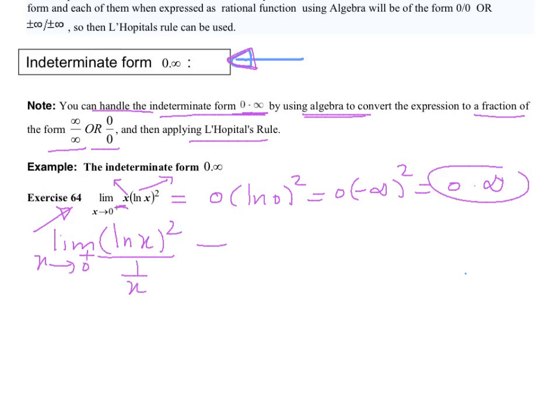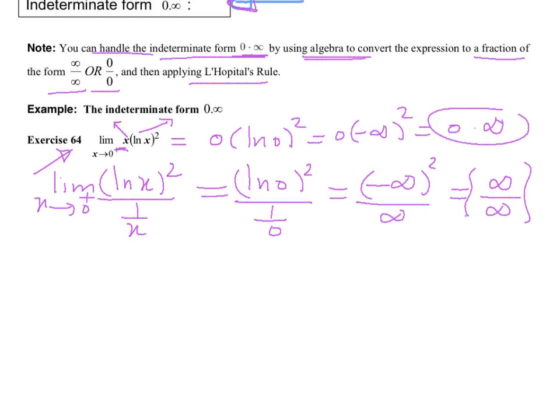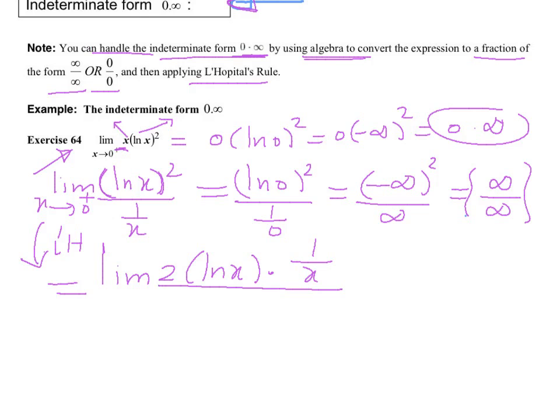Now, let's make sure this is 0 by 0 or infinity by infinity. By substitution, this is (ln 0)^2 and this is 1 divided by 0, which is (minus infinity)^2 divided by infinity. This is equal to infinity by infinity, which means we can apply L'Hopital's rule now. So this is equal to, using L'Hopital's rule now, the limit of the derivative of the bracket squared, which is 2 times the bracket times the derivative of what is inside the bracket, divided by minus 1 divided by x squared, when x approaches 0 from the right.